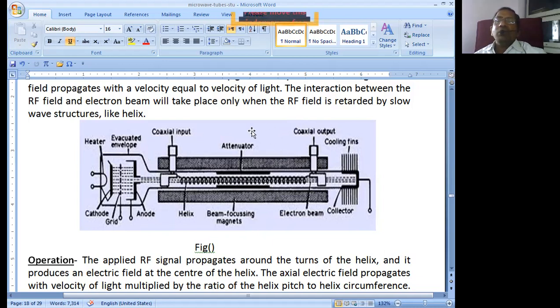From here we collect the output, and there should be some cooling fans connected at the output in order to cool the temperature, because the electrons are traveling at a very high velocity, so they generate a lot of heat. To absorb the heat, we have the cooling fans here, just like we put heat sinks or cooling fans in a power amplifier to dissipate the heat very fast, so as not to damage the system. So this is the basic construction feature.